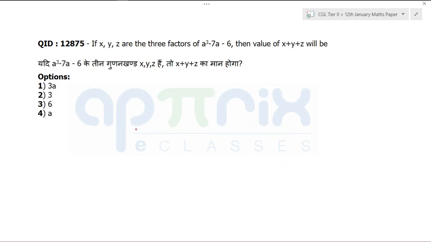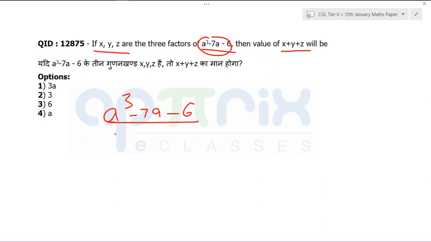Moving further. Last question of today's class. It is saying if x, y, z are three factors of this, then what is the value of x plus y plus z? Right? Let me tell you how to do it. What are the factors? If I give you any expression, I say this is the factor. If x is the factor, it means if you put a is equal to x, this will become 0. Right? So I'm having this expression a cube minus 7a minus 6, and I want to find the factors, three factors they are talking about, right?